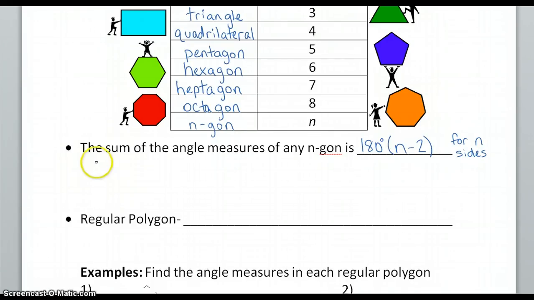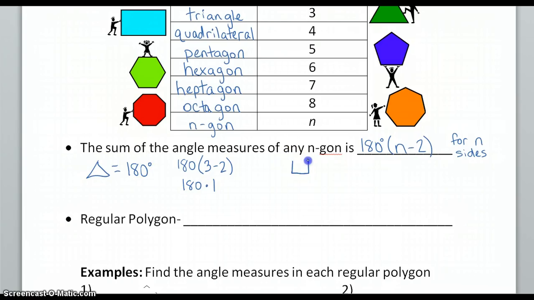For example, you know that a triangle, all of the degrees in a triangle add up to 180. So if you apply this formula to that, you would do 180 times n, which is the number of sides. How many sides are on a triangle? 3. So 3 minus 2, and then that would be 180 times 1. Well, what is 180 times 1? It's 180. And you already knew that all the angles of a triangle add up to 180.